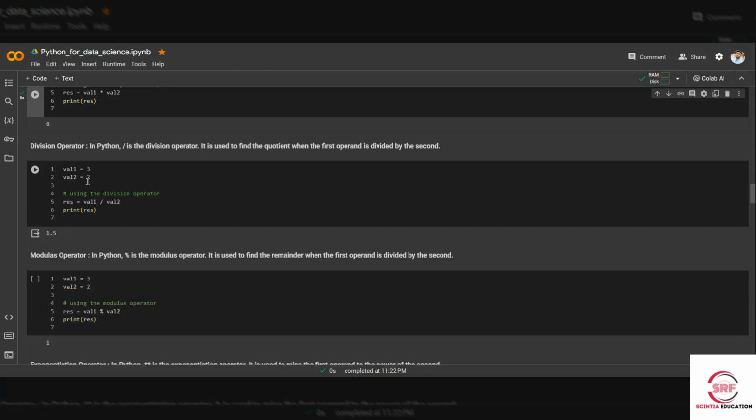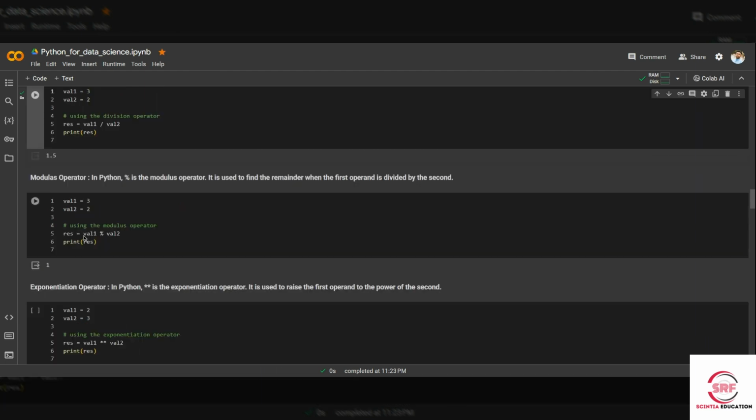And then we are discussing the division operator. In Python, the slash sign is the division operator. It is used to find the quotient when the first operand is divided by the second. Here we take value 1 equal to 3 and value 2 equal to 2, and if we use the division operator, it gives us 1.5.